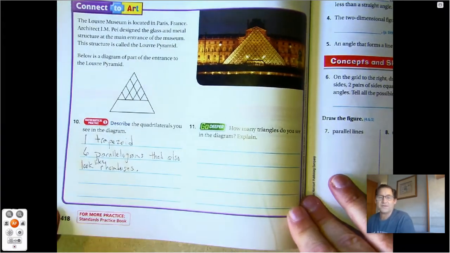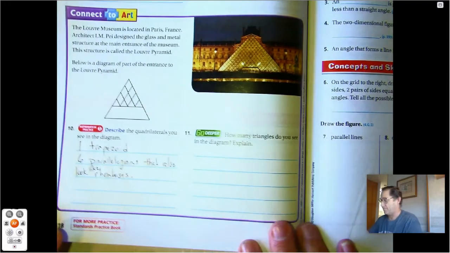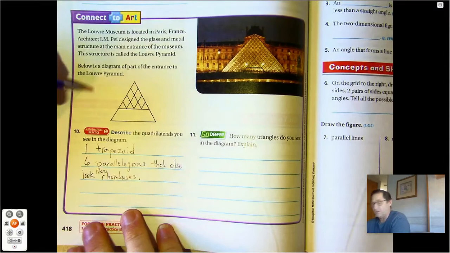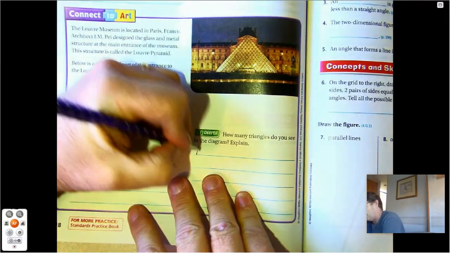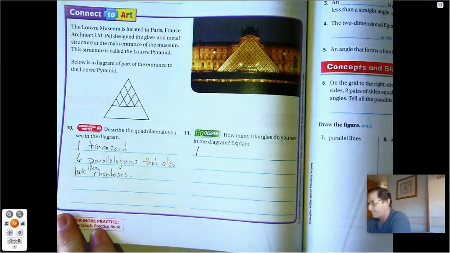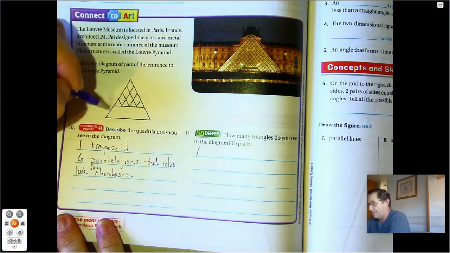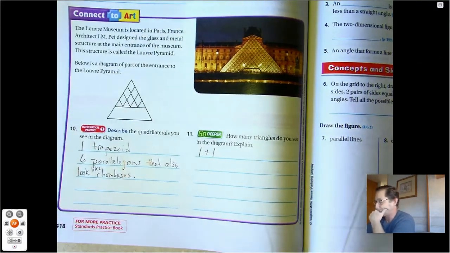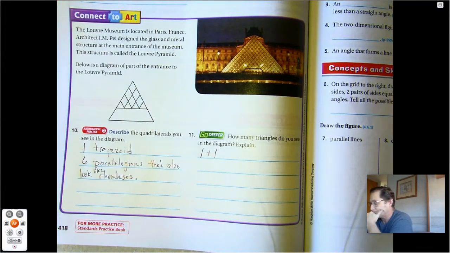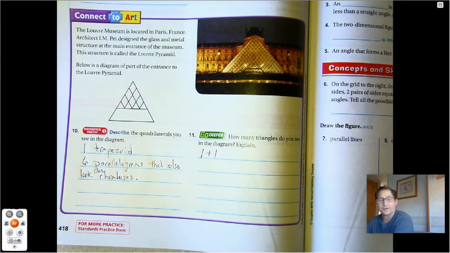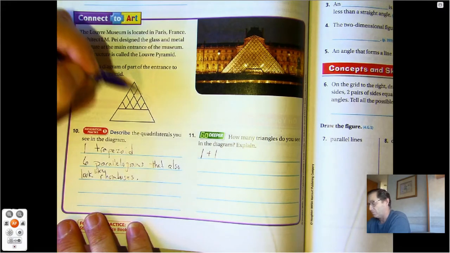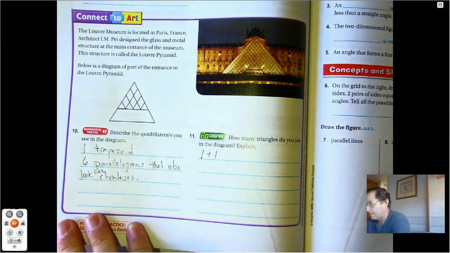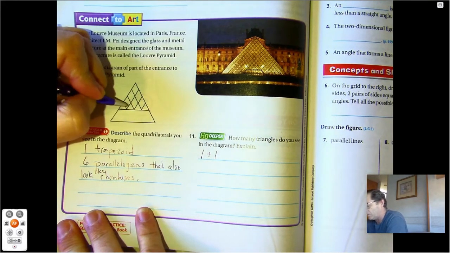All right, and how many triangles do you see in the diagram? Okay, so obviously we see one large one. So we can say 1. And then I see another one, the next larger one. So 1 plus 1. Okay, so right now all I have is the large one and this one here. And then I see 4 small ones.